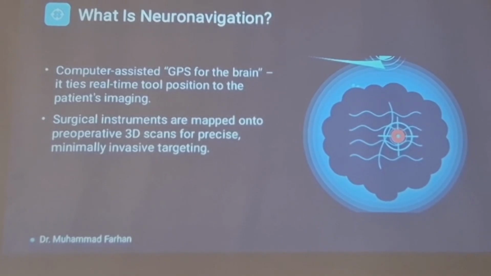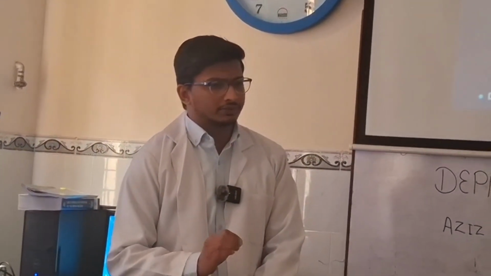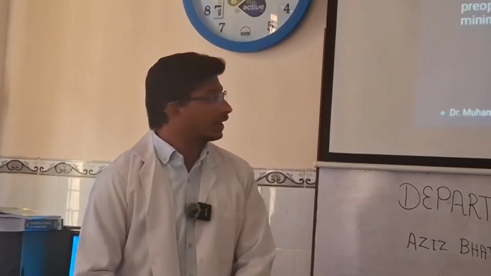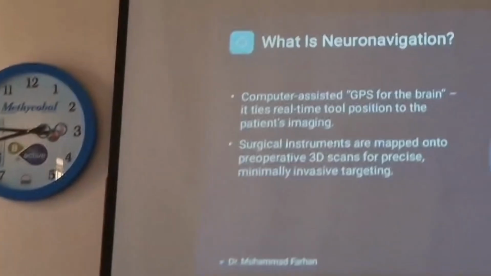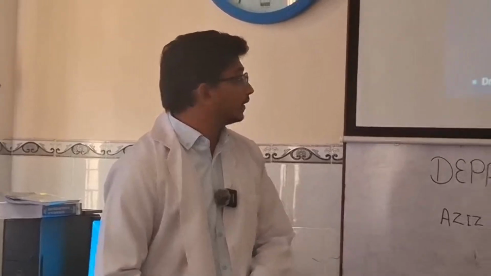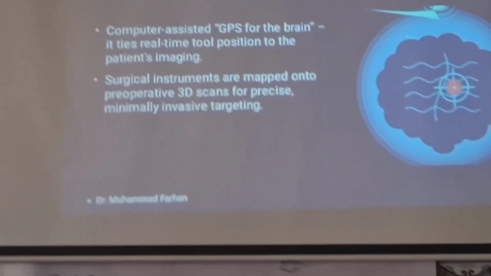When we are going to approach a surgical procedure, or we are going to access a small or deep situated lesion in the brain, then neuronavigation acts as a GPS. It guides the surgeon through which approach and how deep the lesion is situated. So the basic principle is that it maps the brain.